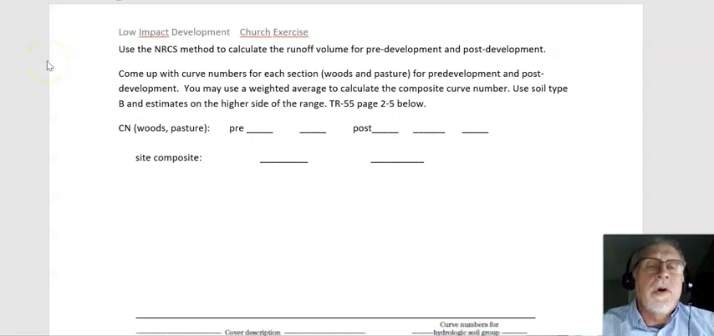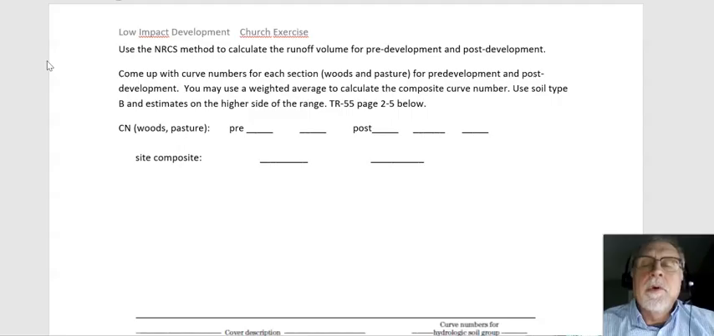So now we're going to move on in the church exercise. We're going to do the volume calculation. We're going to calculate the pre-development and post-development volume of runoff using the NRCS method, and then calculate the difference that we have to handle. So the first thing we need to do is calculate a curve number. We need to come up with the curve numbers for each section.